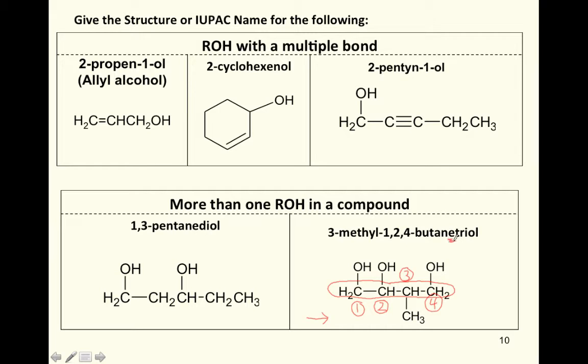Remember, this E has to be there. And I have 3 alcohol groups. This whole piece right here is the parent name. The substituent that's coming off of it is the CH3, and it's coming off carbon number 3.